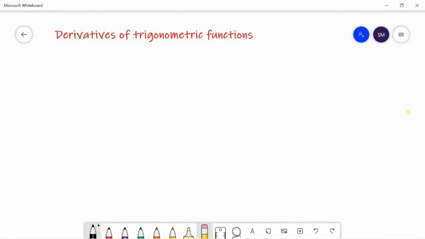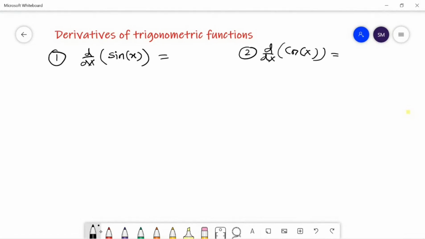In this video, we are going to discuss the derivatives of trigonometric functions, or functions involving trigonometric functions. So the very first derivatives of this class are the derivative of sin x, which is cosine x, and the derivative of cosine x, which is minus sin x.